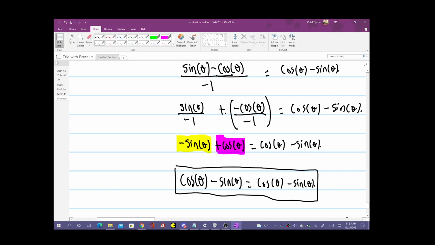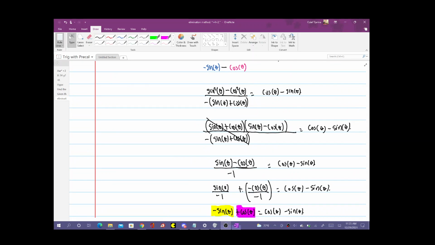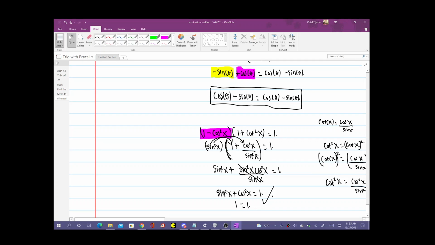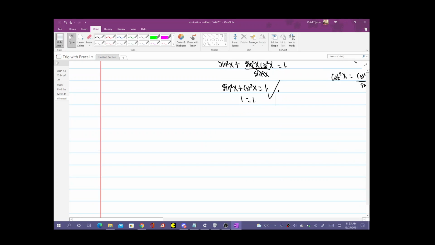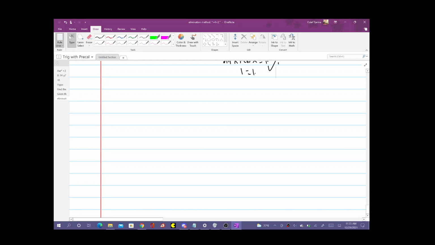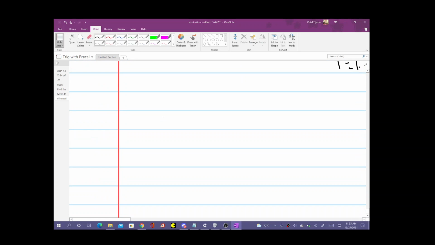So, I believe I've done enough. Let me actually do just one more problem really quick, and then I will be done. Secant squared x minus 1, so secant squared theta. Let's use theta this time. Secant squared theta minus 1 over secant squared theta equals sine squared theta. Okay.